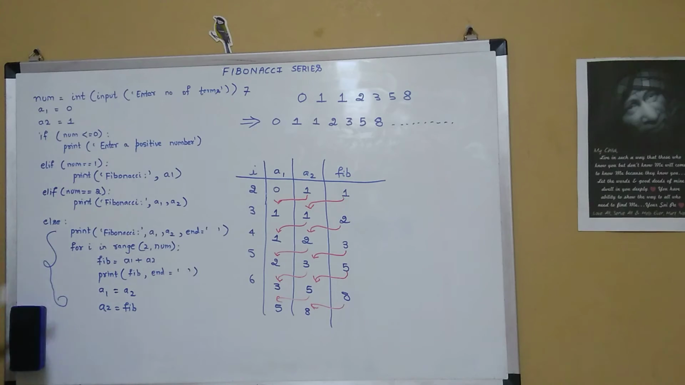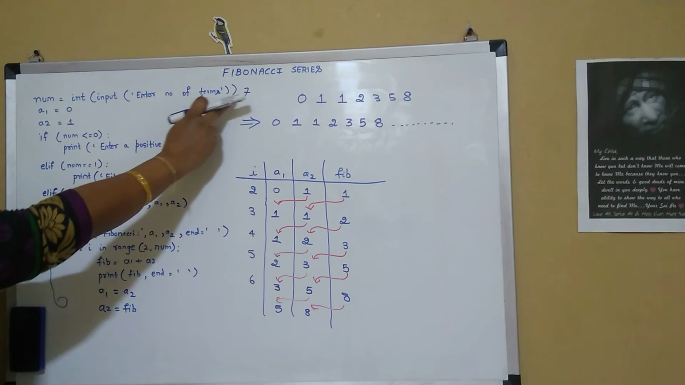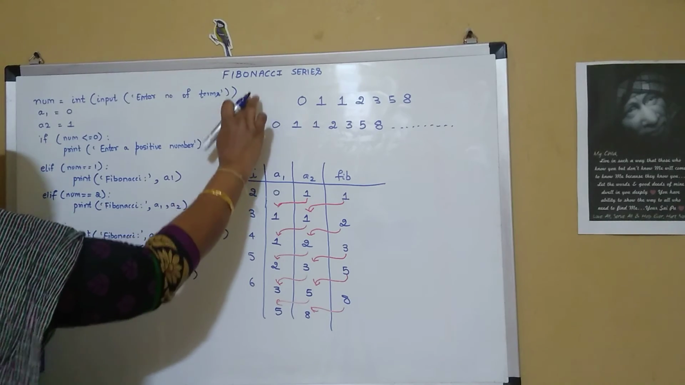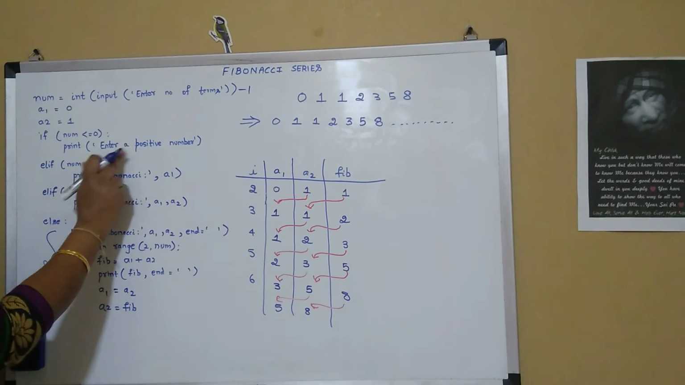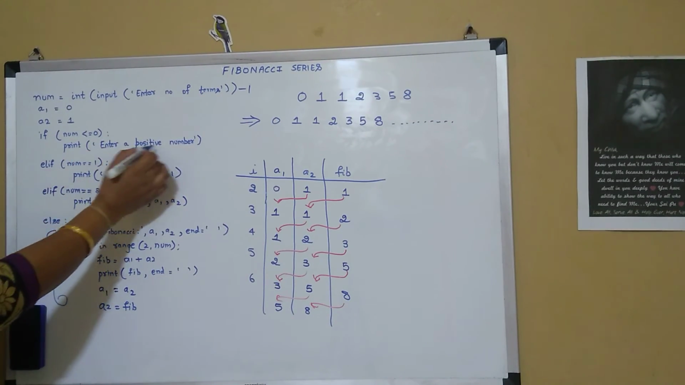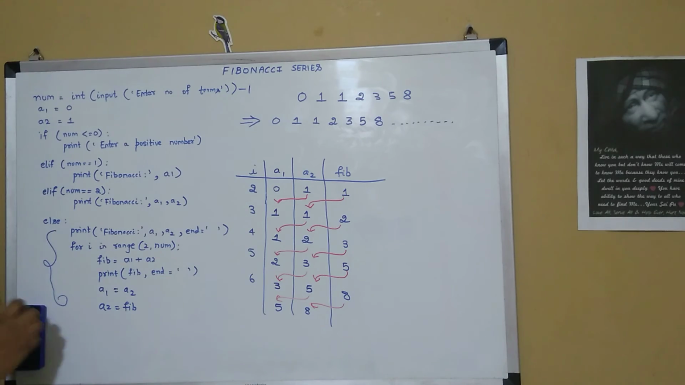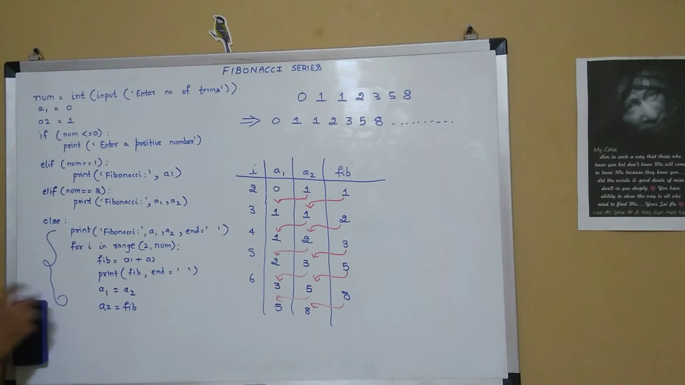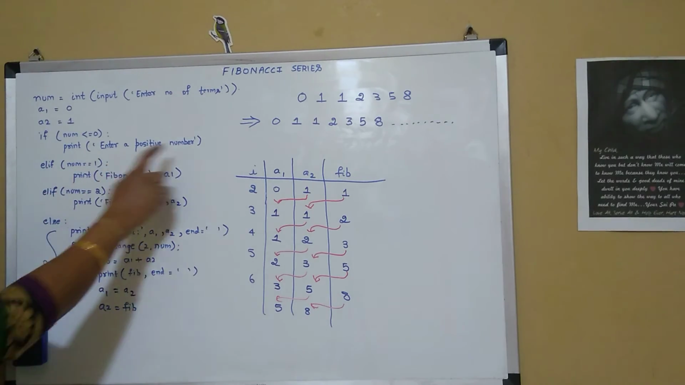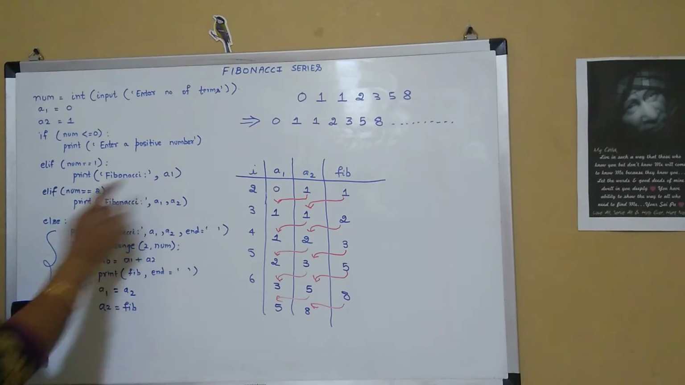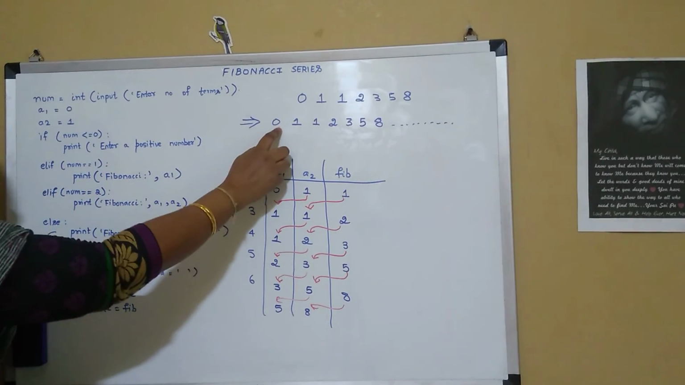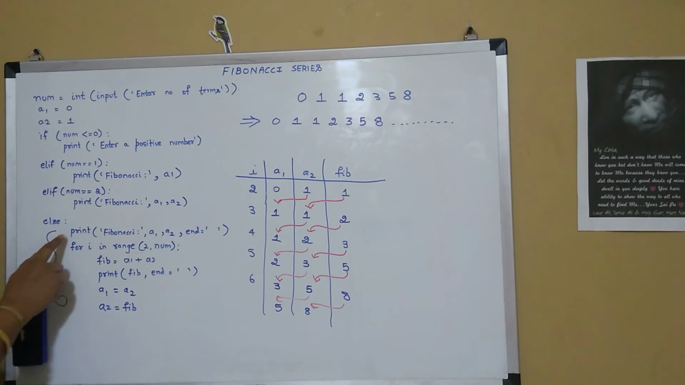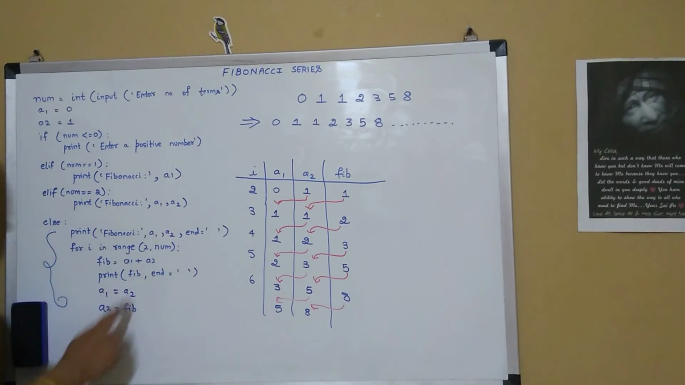It is a very simple program wherein we take the number of terms from the user. If user enters -1, -2, then it will ask the user to enter a positive number. So user cannot enter a negative number. And if the term is 1, it will print only 0, that is A1. If term is 2, it will print 2 numbers, that is A1, A2. If the term is more than 2, it will perform this calculation.